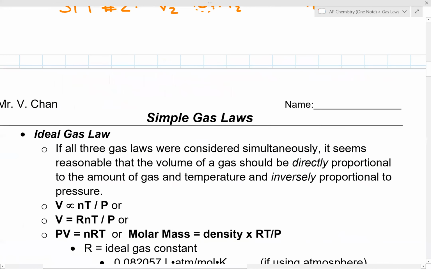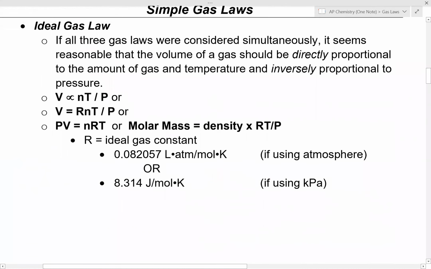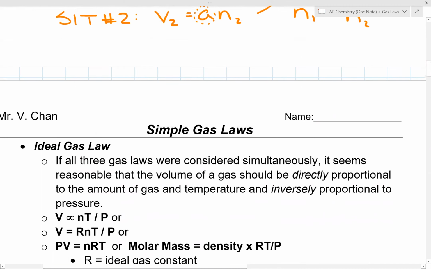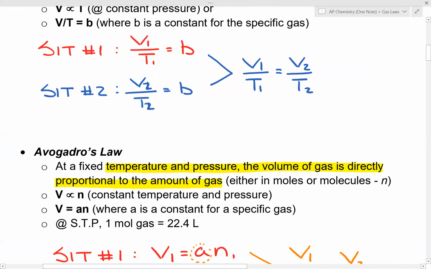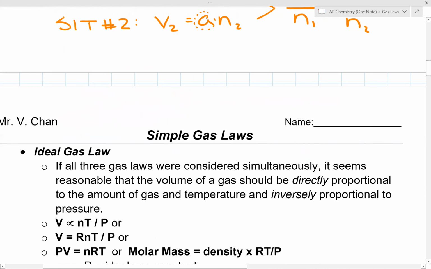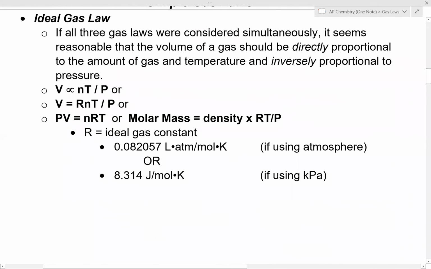Now, if all three laws were considered simultaneously, it seems reasonable that the volume of a gas should be directly proportional to the amount of gas and temperature and inversely proportional to the pressure. So if we combine Avogadro's law, Charles's law, and Boyle's law into one, volume is directly proportional to the moles and the temperature, and inversely proportional to pressure. And again, R is a constant.